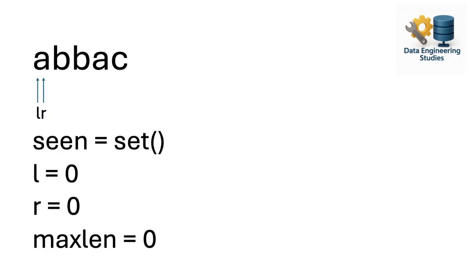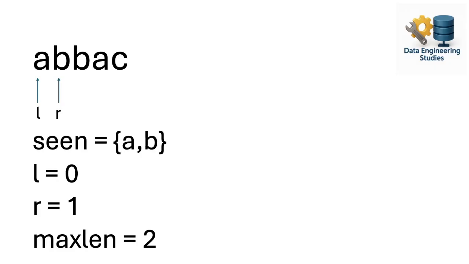The element in index position 0 is A. A is not in set, so we will append A to our set. Next, we will update the max length. Max length is nothing but right minus left plus 1. So 0 minus 0 plus 1 is 1. So our max length becomes 1. Now we will increment the right pointer. Our right pointer points to the element B. B is not in the set. So we will append B to our set. Now we will update the max length. 1 minus 0 plus 1 is 2. So our max length becomes 2.